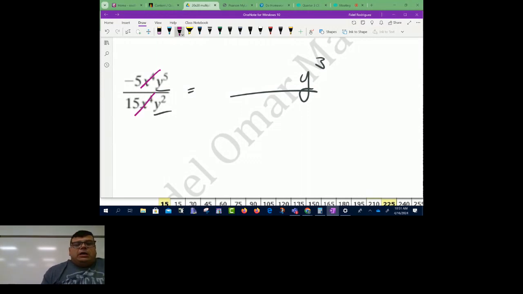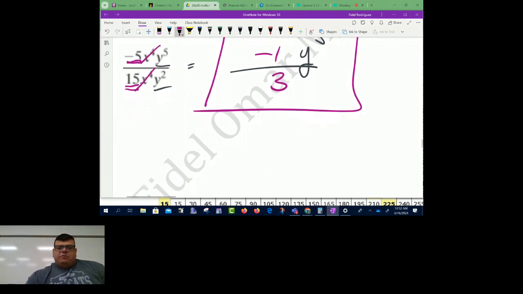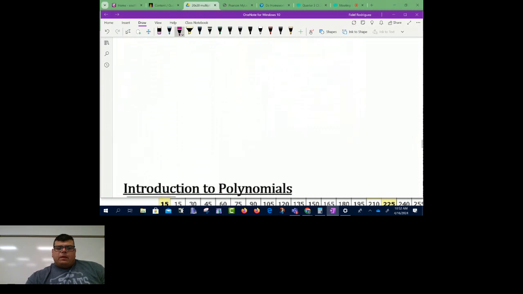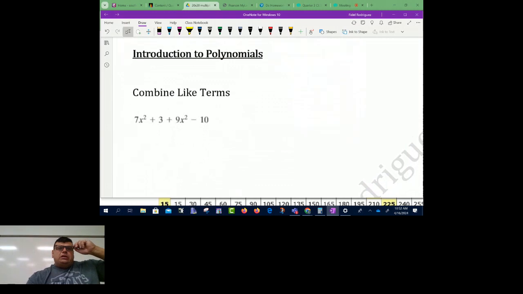Okay. Now, we can divide both those numbers by 5. So y'all, 5 goes into 15 3 times. That 3 is going to be on the bottom. 5 goes into -5, y'all, -1 times. So I got a -1y to the third all over 3. Okay. All right, let's keep moving down here a little bit more. Okay, so y'all, let's do a little bit of polynomials and then we'll take a little break and we'll come back and finish the rest of it, okay?